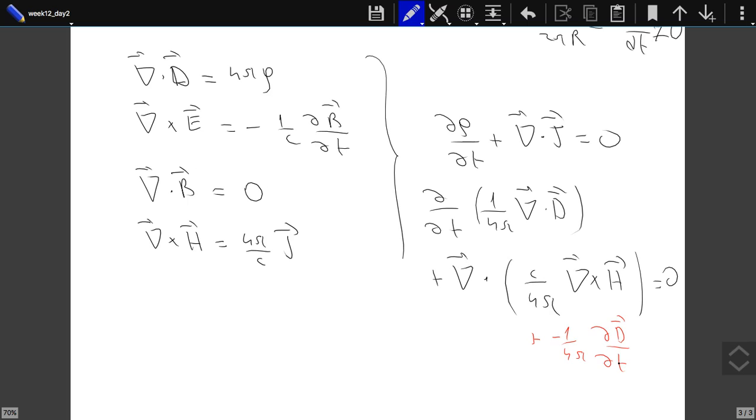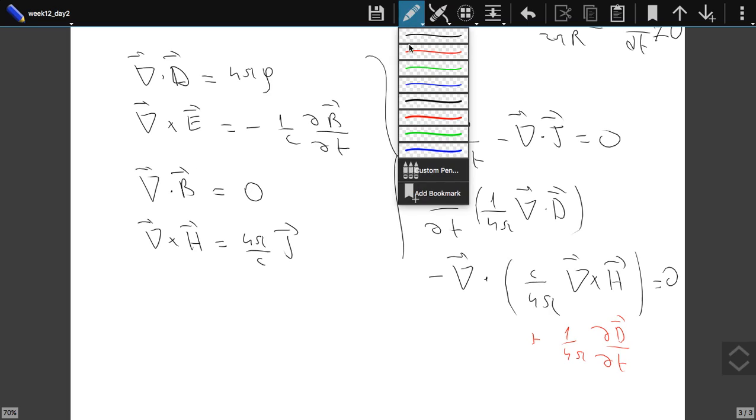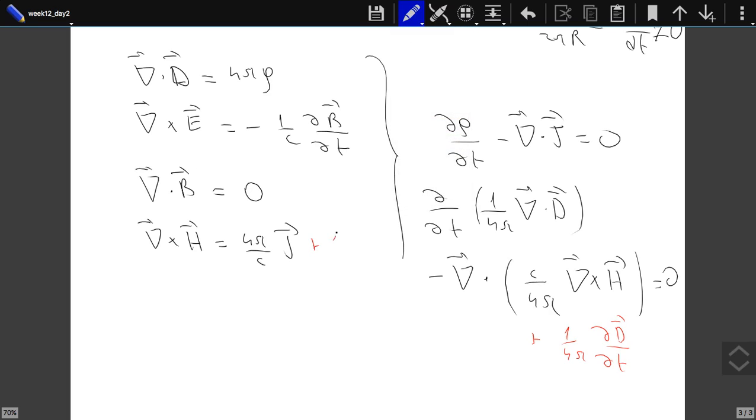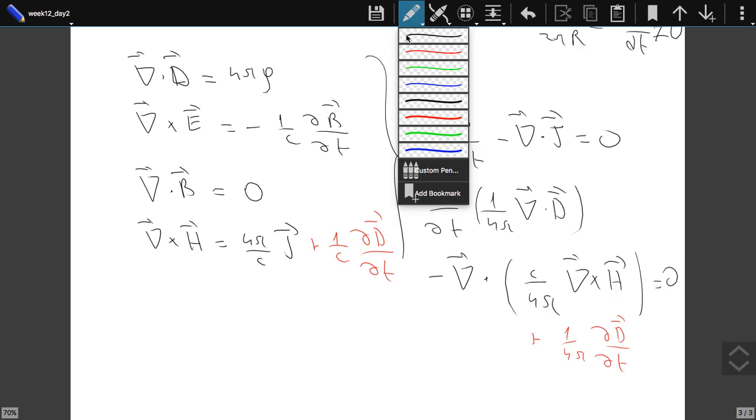Do you agree? How does this modify these modifications? Well, let me just put the minus sign, where the continuity has a minus sign over there. So here I don't have that minus sign. So this basically tells me that in J, I basically add this term. So this equation just becomes plus 1 over C del D by del T. This is what's called the displacement current.